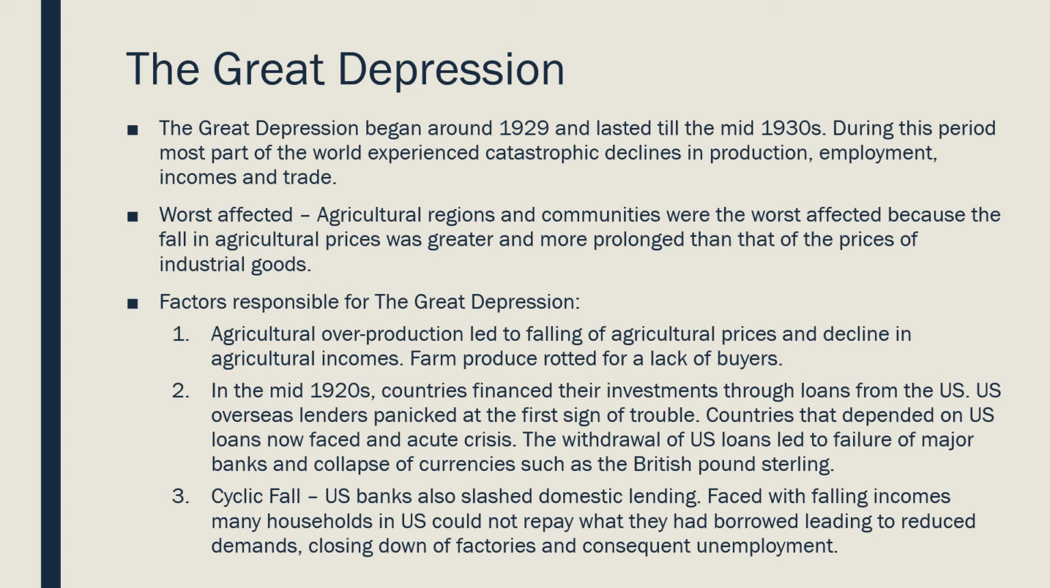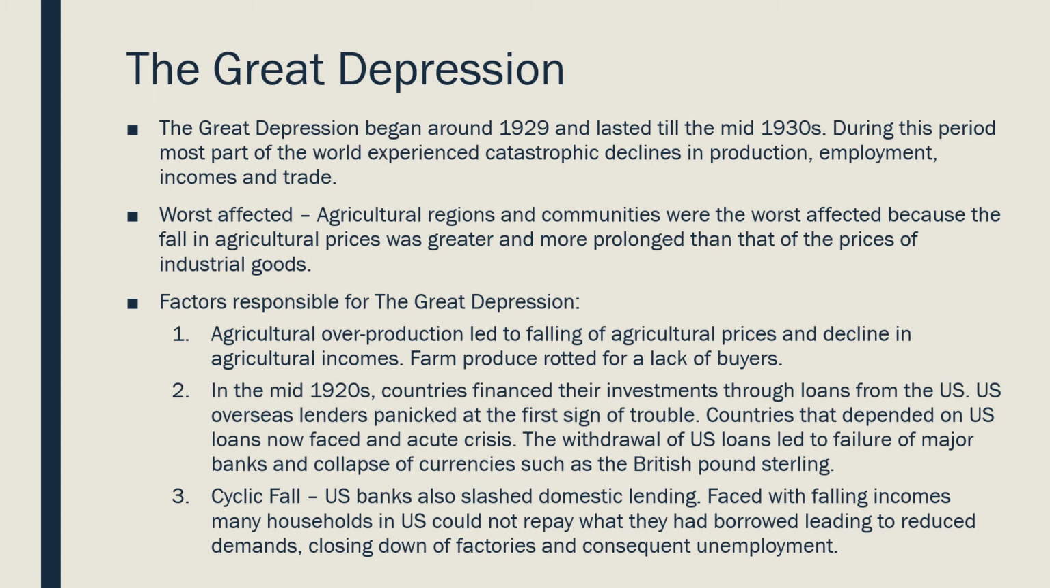Now, which section was the worst affected by this economic crisis? As you see, agricultural regions and communities were the worst affected. Why? Because the fall in agriculture prices was much greater and more prolonged than that of the prices of industrial goods. Now we will see the factors which were responsible for the Great Depression.